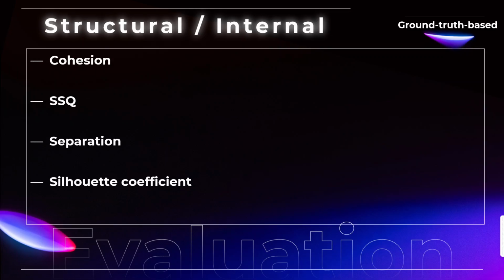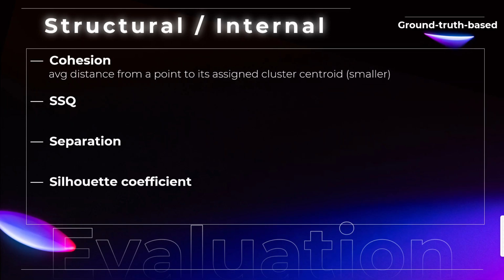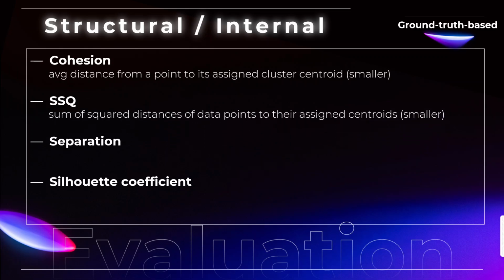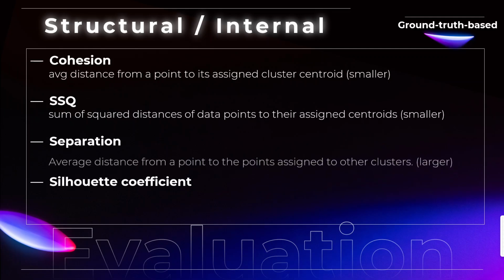The first one, let's define the options for that. Cohesion means the average distance from a point to its assigned cluster centroid. In this measure, the smaller the better. SSQ is the next one. It means the sum of the squared distances from data points to their assigned centroid. And in this one, as well as the previous one, the smaller the better.